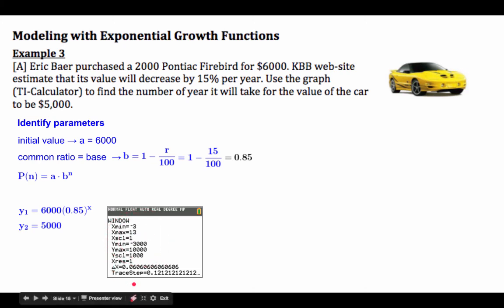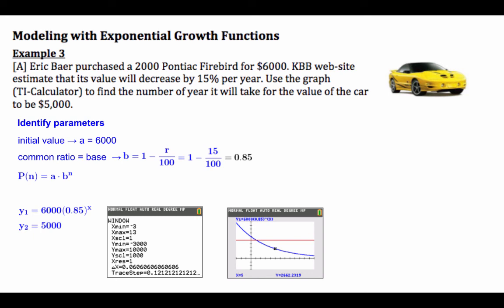Okay, so you have to have a sense of the size of things, right? So the maximum value of the car is 6,000. So just give it room on the top, make it 10,000. It's not going to go below $0, I hope not, but we'll give it a little space at the bottom, -3,000, and so on and so forth.